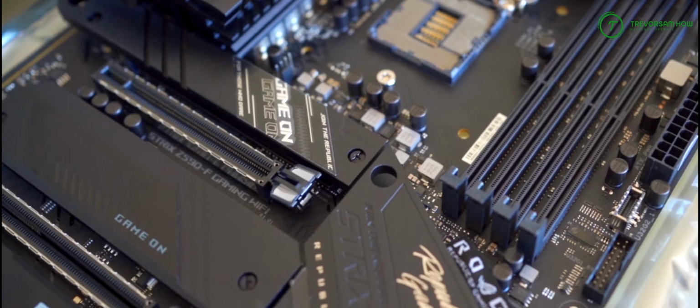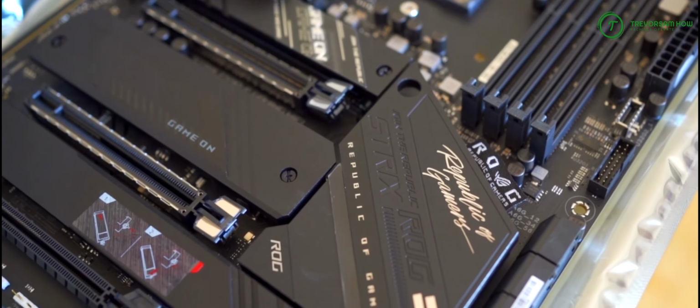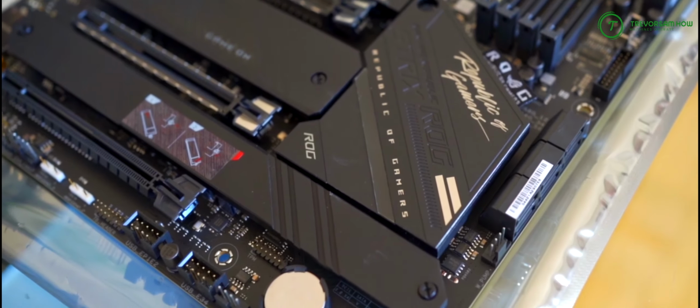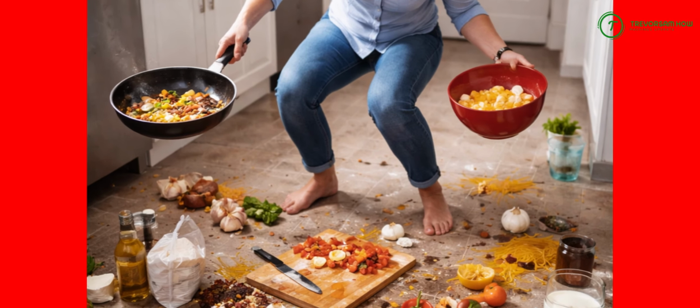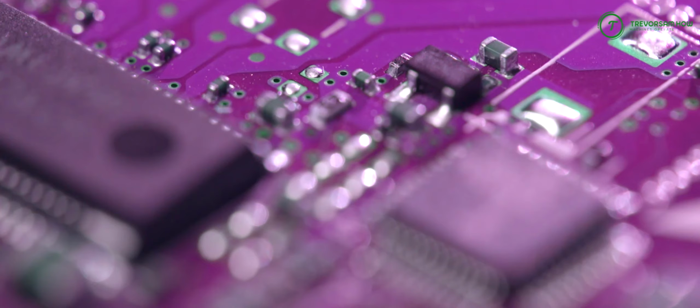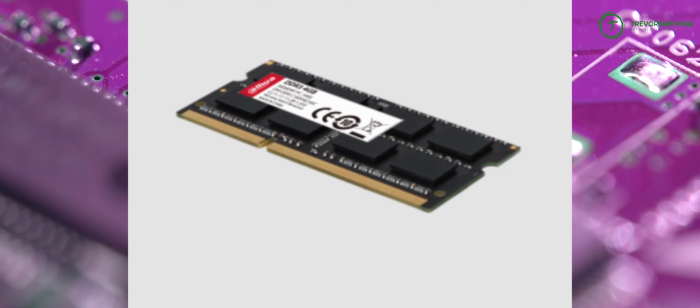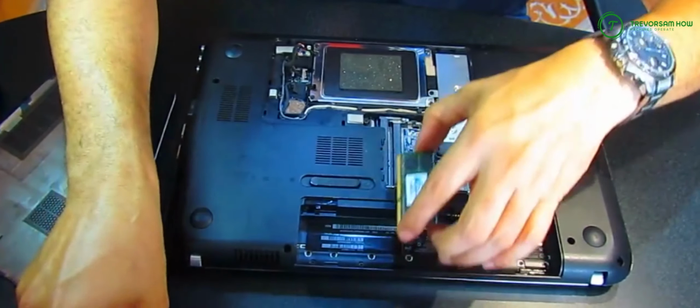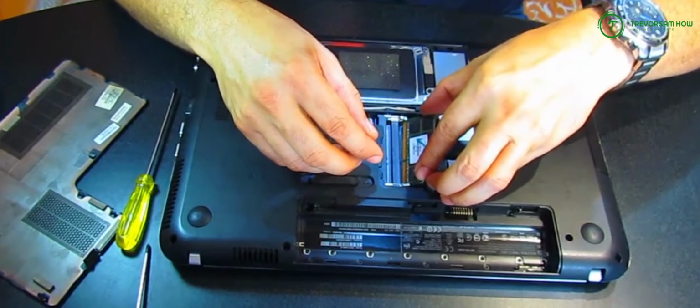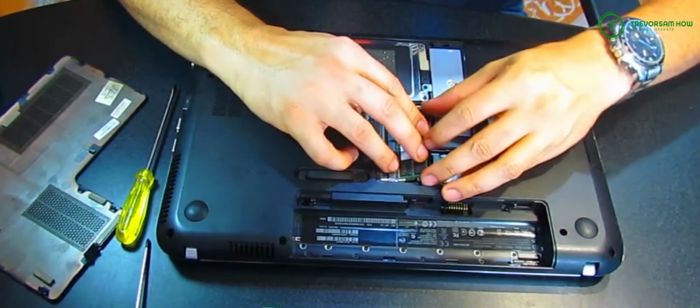But here's the thing. The CPU cannot work alone. It needs memory. Because imagine trying to cook without a table to place ingredients. Impossible, right? That's where the RAM comes in. RAM stands for Random Access Memory. This is the computer's short-term memory. It temporarily stores information while you are using it.